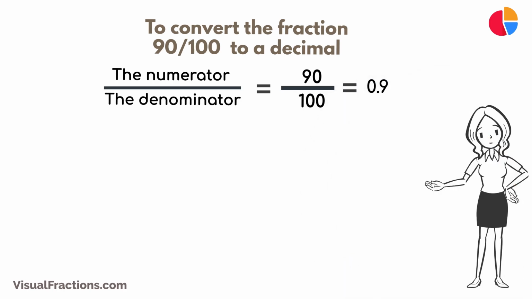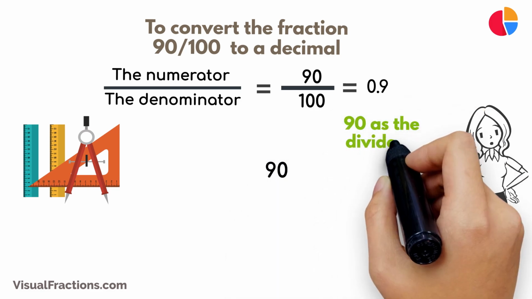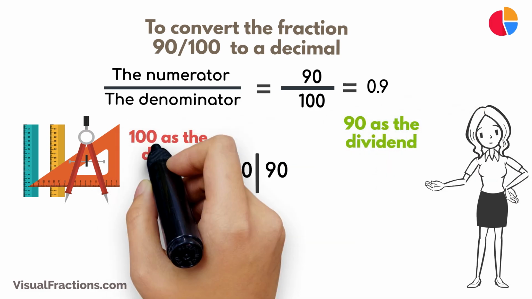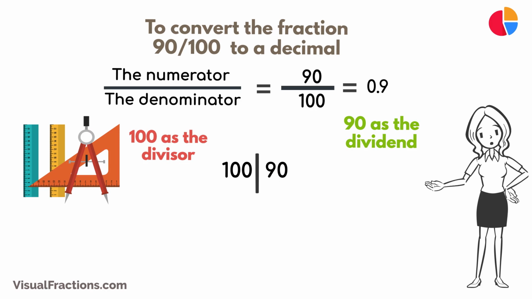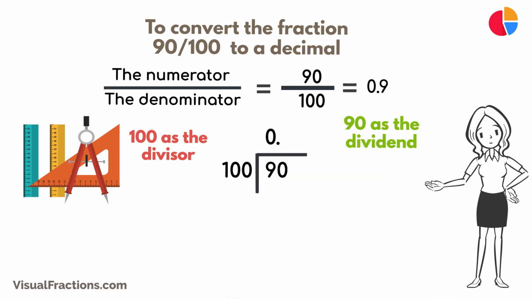To do this by hand using long division, we start by writing 90 as the dividend and 100 as the divisor. Since 100 doesn't fit into 90, we add a decimal point in our answer and append a 0 to 90, making it 900. How many times does 100 go into 900? Exactly 9 times. We write 9 after the decimal point in the quotient, making it 0.9.